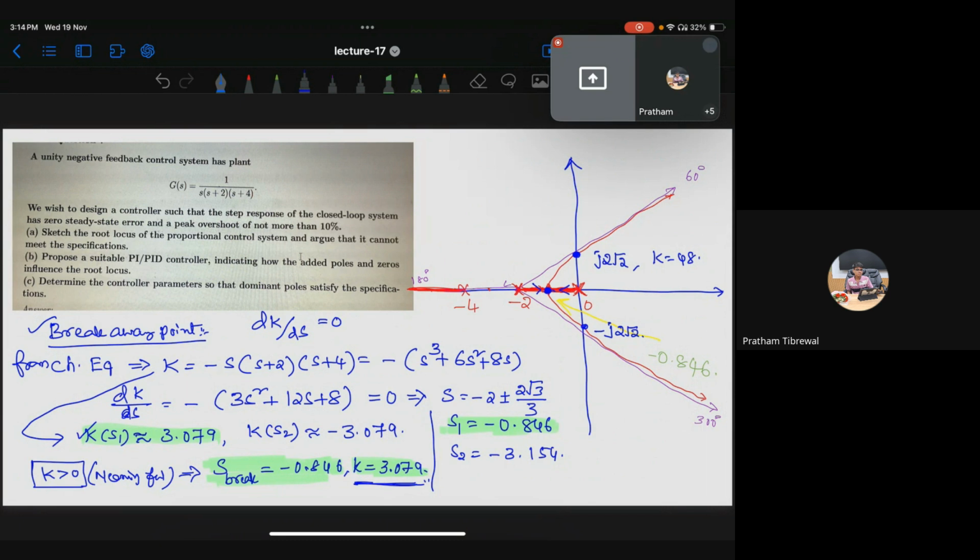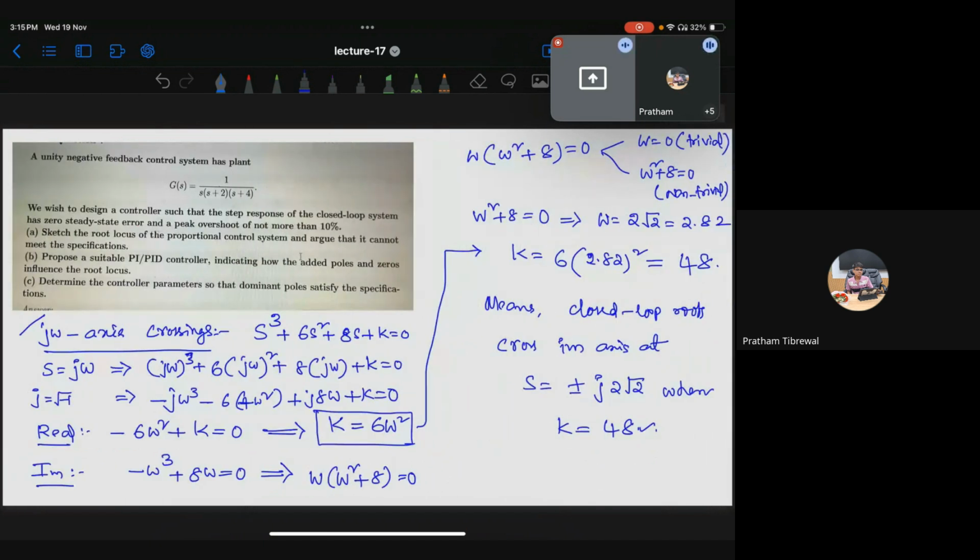K of S2 is negative, so we don't consider S2. We are considering only S1. Okay, we will take S1. Then what about the other slide?